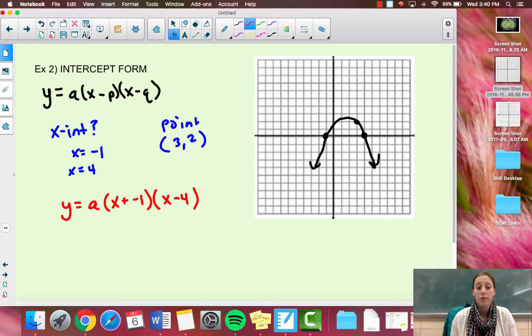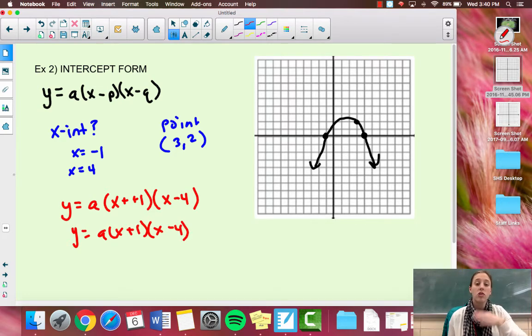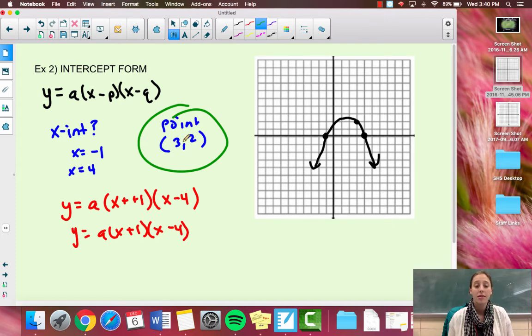And remember, 2 negatives make a positive. So now we just have to simplify. So y equals a times (x plus 1) and then (x minus 4), but we still don't know a. So just like the last example, we have to use our point here to solve for a. So I'm going to plug in my y's and my x's. So I know my y was 2, and then I have a times, and my x's are 3. So (3 plus 1) and (3 minus 4).